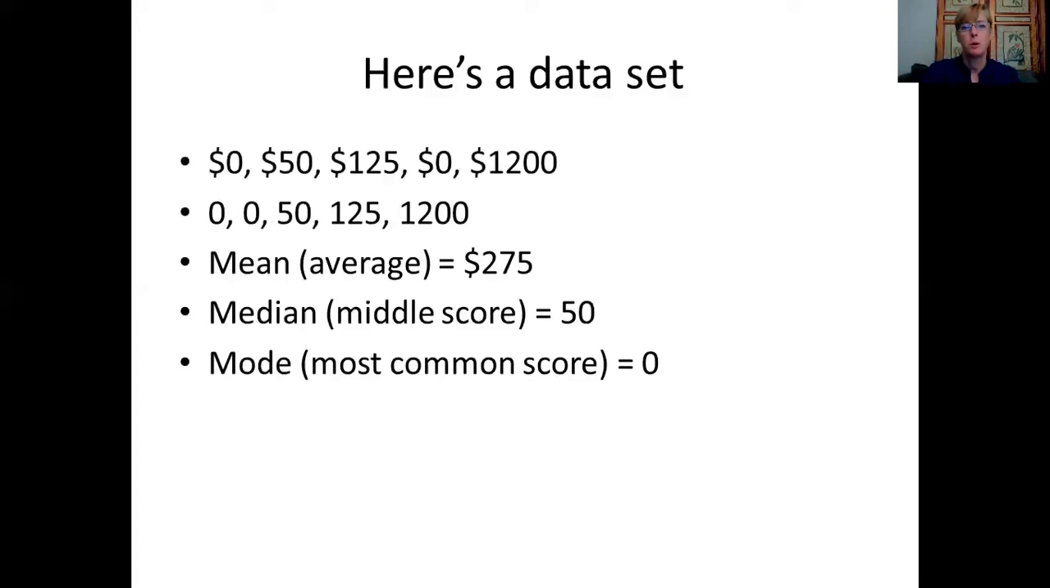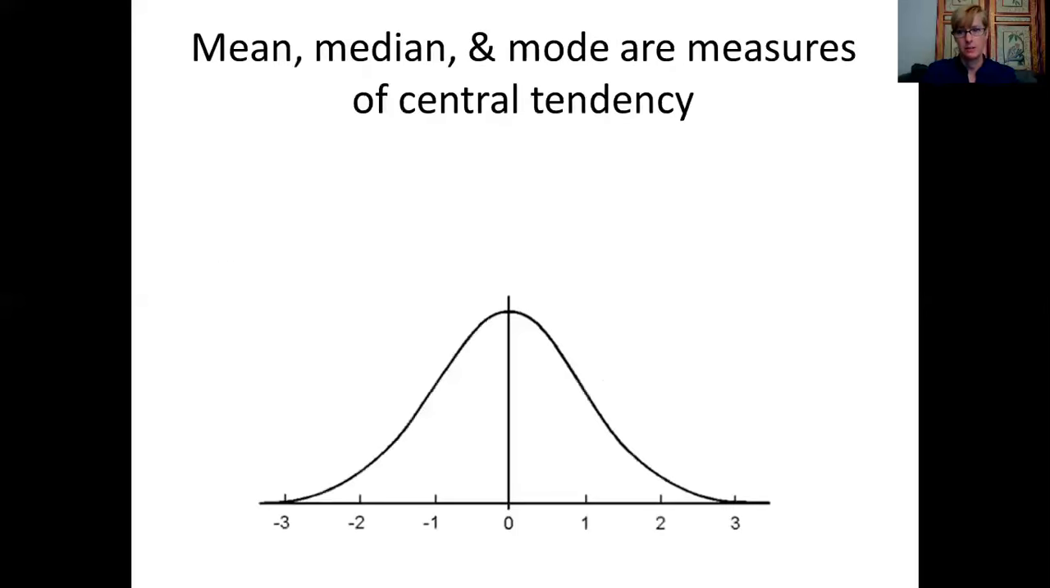It's just what's the most common score in your data set? Well, for us, it's 0. It's possible you might not have a mode if you never have a score that's repeated, but often there's a mode. And sometimes that's interesting to know. Now, these 3 things are called measures of central tendency.